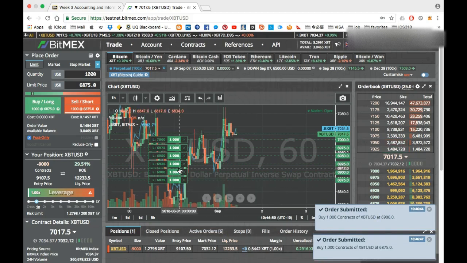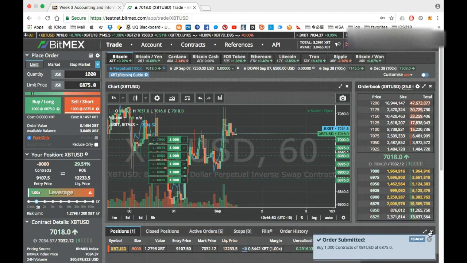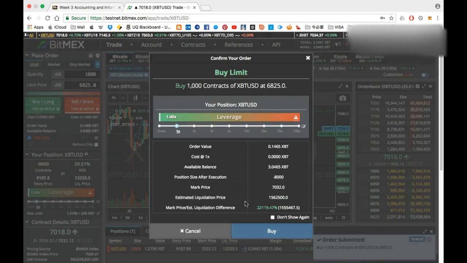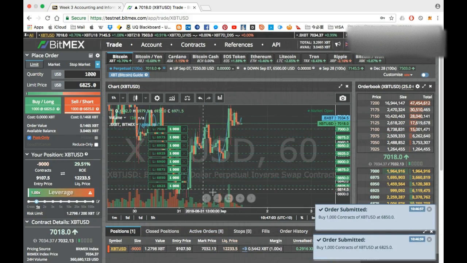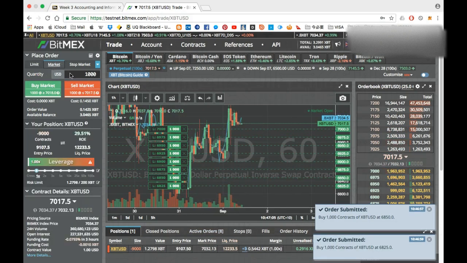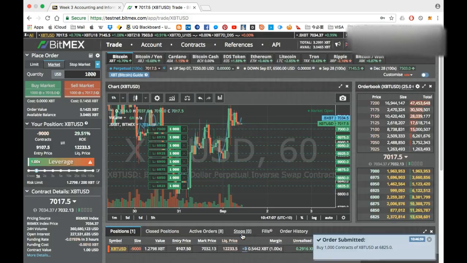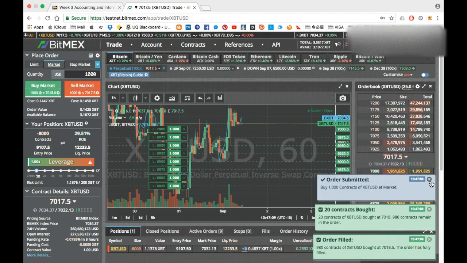1, 2, 3, 4, 5, 6. Got 3 more. Just make sure it's the correct number and then enter the position. Look at that, guys. I have 8 buy orders. And just because I can, I'm going to close one of them right here. See that?